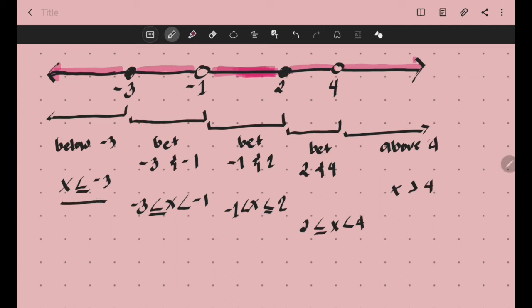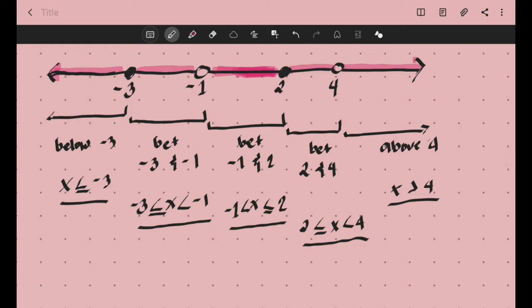X is less than or equal to negative 3. X is between negative 3 and negative 1, where negative 3 is included. We also have possible values of x that is between negative 1 and positive 2, wherein positive 2 is included. Then, we also have the possible values of x that is between positive 2 and positive 4, wherein positive 2 is included. And we have x is greater than 4.